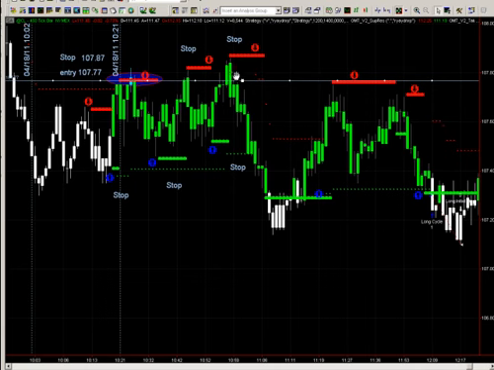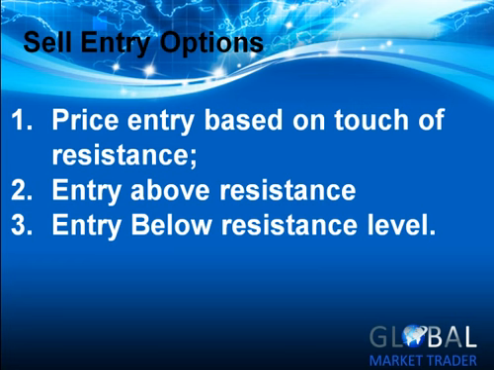So let's just go through those again before we continue with the session. Okay, traders, we're going to review our entry options. So price entry based on a touch of resistance. Option 2 is that we enter above resistance, and option 3 is we have our entry below the resistance level. So there are our 3 entry options for the sell.